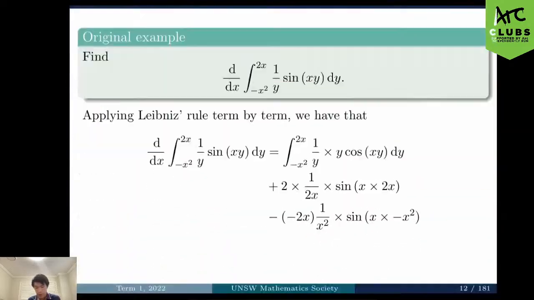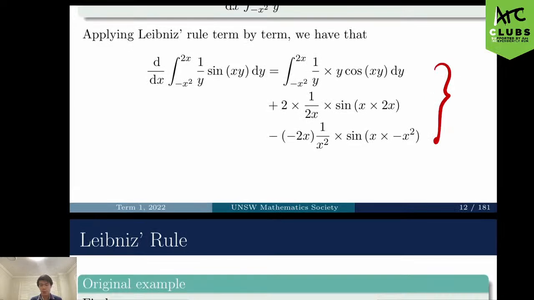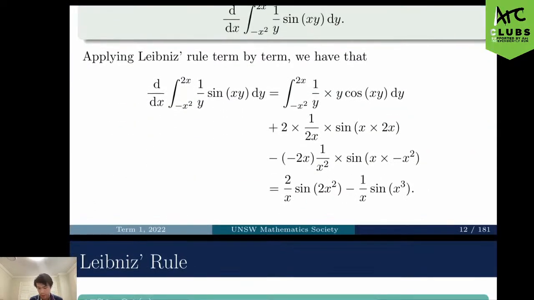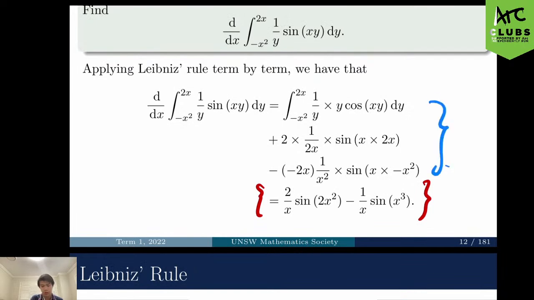Cool, and we'll simplify all of this. It's not super interesting to do all these calculations, so I'll just skip through it. But you should get something like this. The important part really is just knowing those three terms. In this case, we need all three terms because these aren't constant.